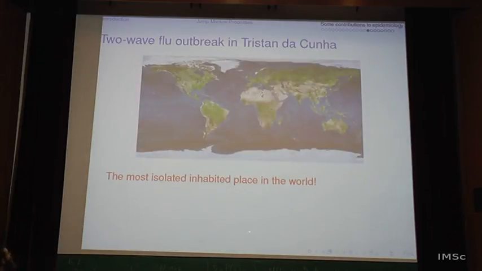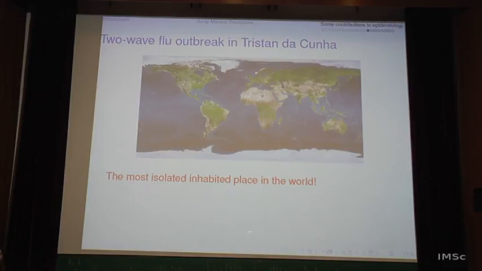And just to finish with the last example, I'm going to consider a two-wave flu outbreak on the island of Tristan da Cunha. That's an example I worked on during my PhD. The interest here is that it's a very small population, so you might want to use a stochastic approach, because you may expect that a lot of random events may have a big influence. So it's a simple outbreak, but a small population.